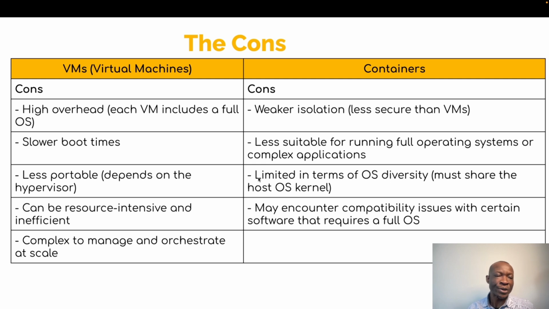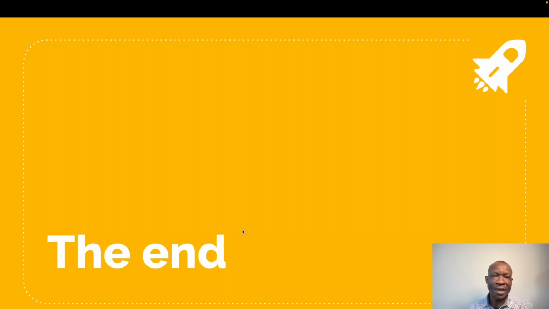And here are some of the cons for these two environments. Again, high overhead for VMs, and for containers, weak isolation. Slower boot times for VMs. These are less suitable for applications that require a full operating system. On and on, you can go through them again at your own time. Okay, very good. Again, I've shown you that a container is just a compute unit. If you're confused about where a container fits in the whole infrastructure of the cloud, of the data center, hopefully this helps you to see the differences between using a virtual machine or a container.